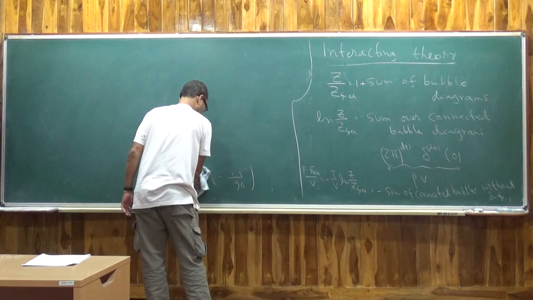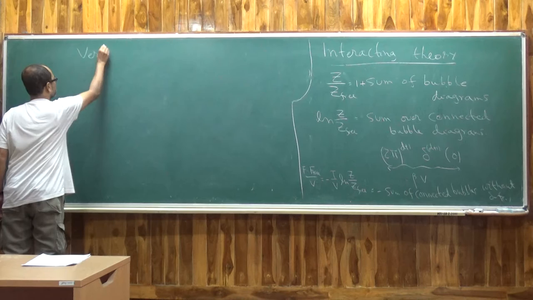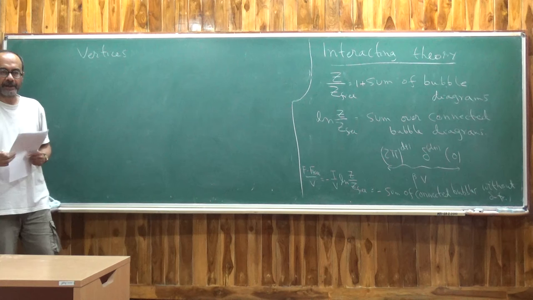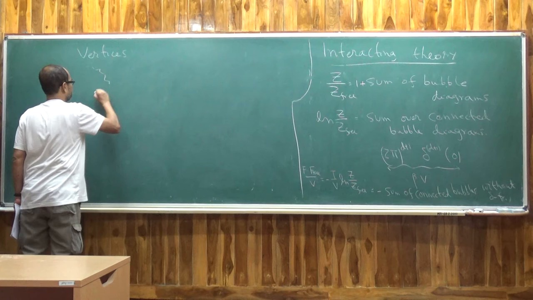So the vertices, what kind of vertex would you have? In pure gauge theory, what kind of vertices do you expect? Cubic and quartic. Yeah, so cubic and quartic.